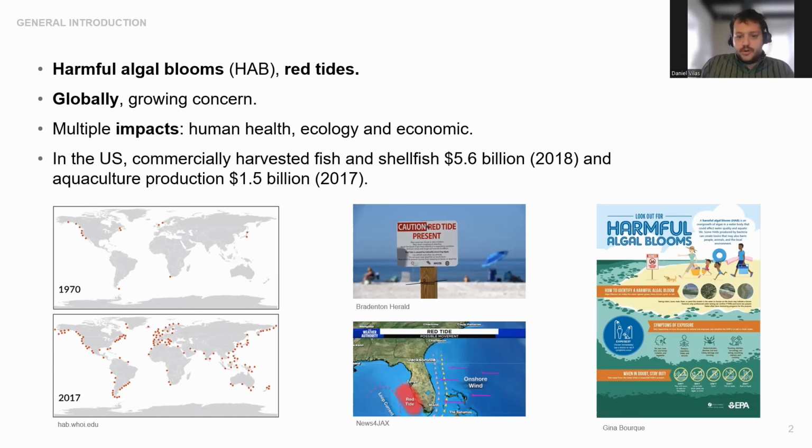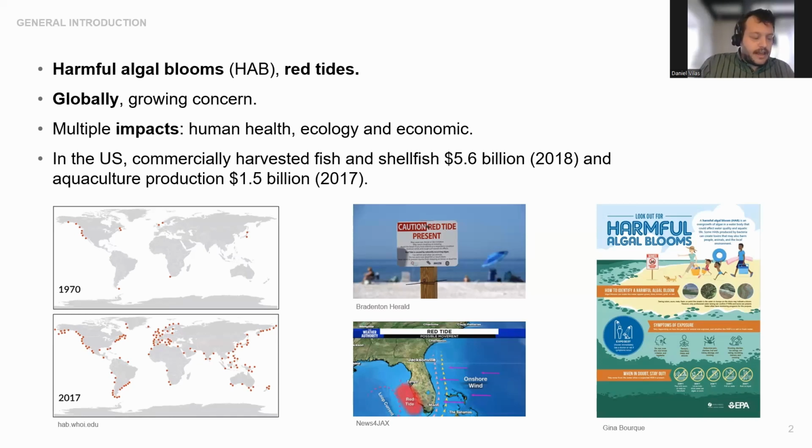And this is getting the attention of media, as we see in this image from a weather forecast of Florida. Also, there are warning signs because of the effects that those events cause on people swimming or visiting those areas, causing irritation on the skin and eyes. But apart from the human health impacts, it also impacts the ecology of the system and the economy, with loss of revenue from tourism, but also in terms of harvest and aquaculture.